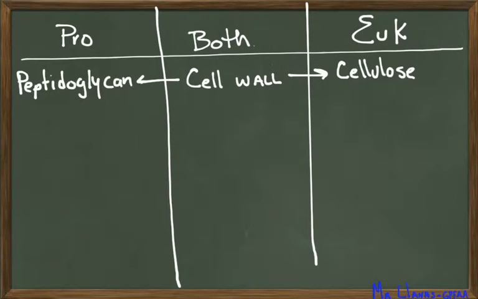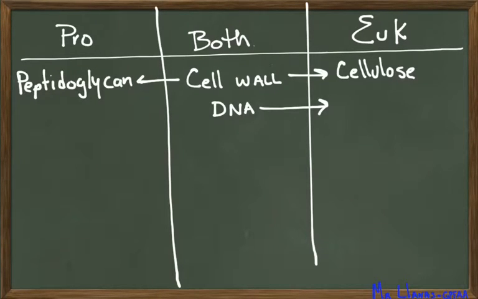Prokaryotes have their cell wall made out of peptidoglycan. It's different than cellulose. So if we know the makeup of the cell wall, we can use that to identify the organism as either a prokaryote or eukaryote.